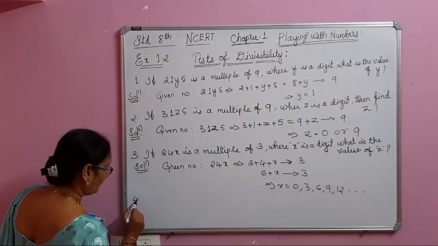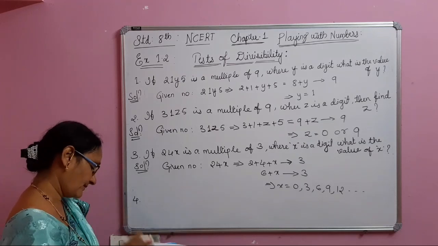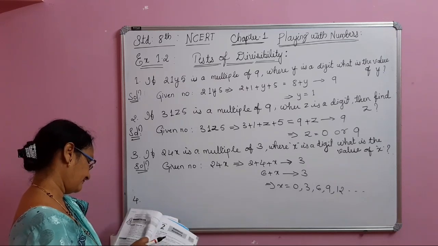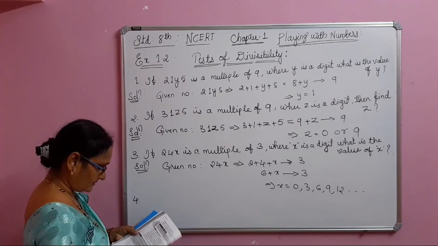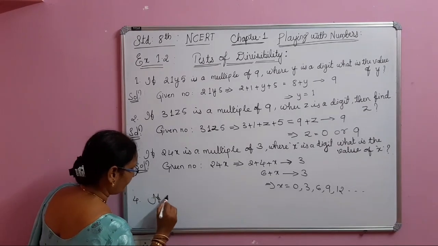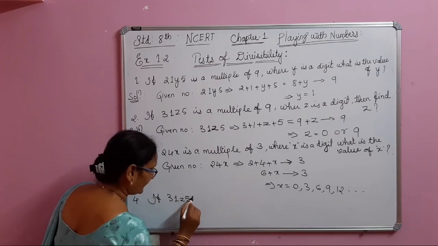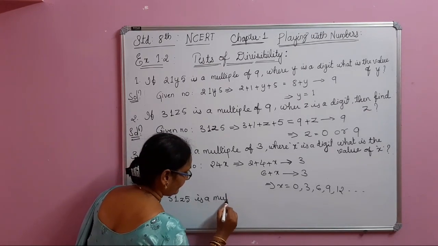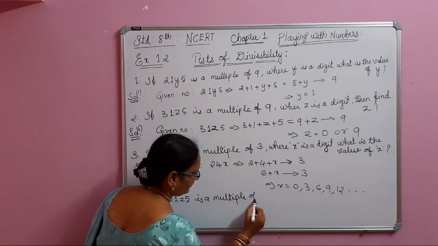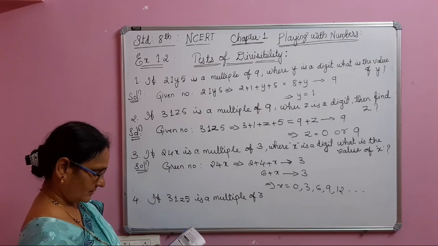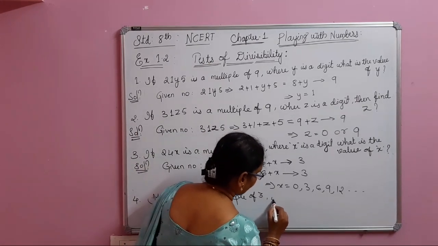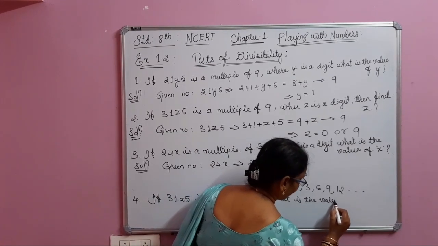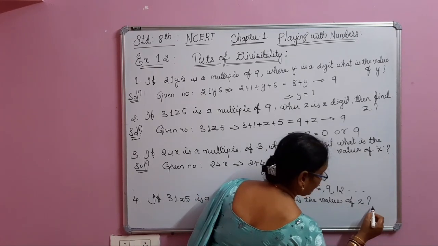The next one is the fourth problem, that is, if 31z5 is a multiple of 3, what might be the value of z?